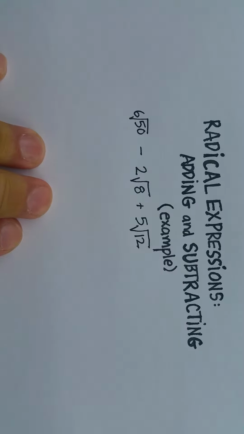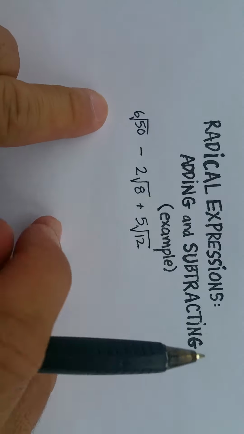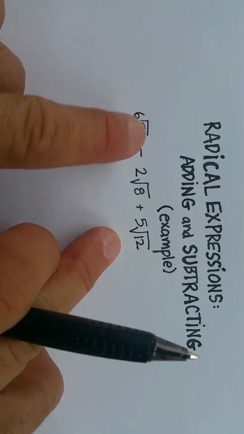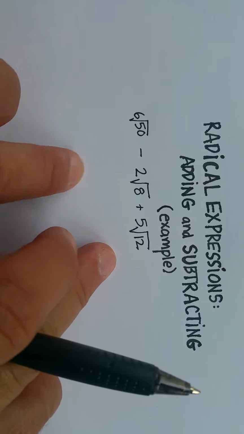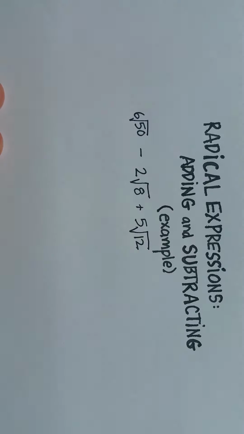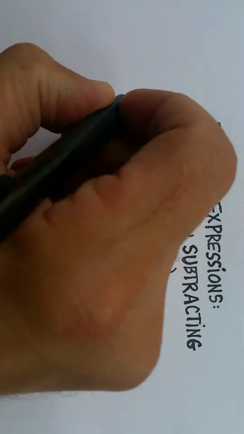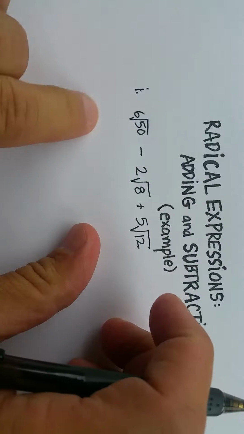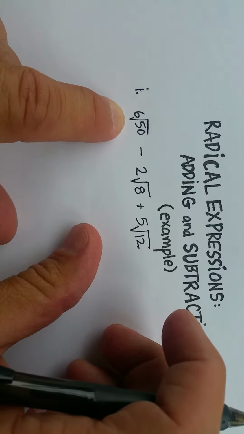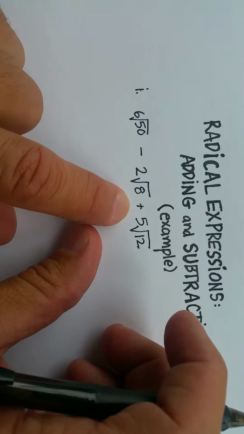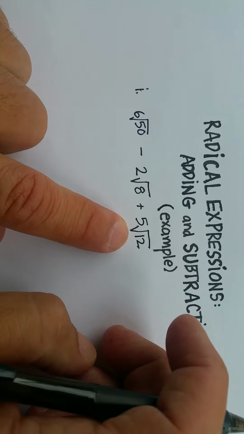Okay, in this video I'm just going to go over how to add and subtract radical expressions and just show you a particular example that has both adding and subtracting in the same line, okay? So let's go ahead and start. So here's our problem. I have 6 radical 50 minus 2 radical 8 plus 5 radical 12.